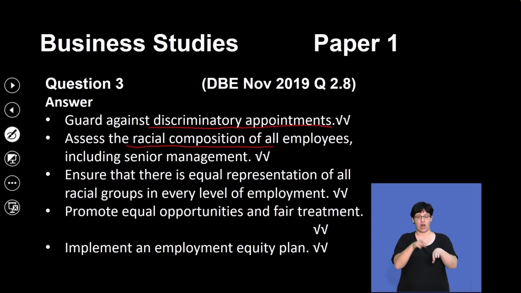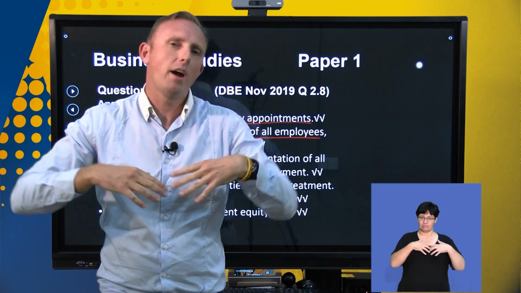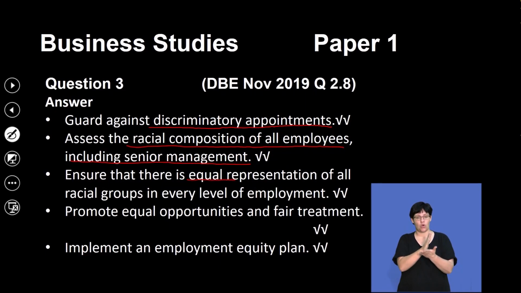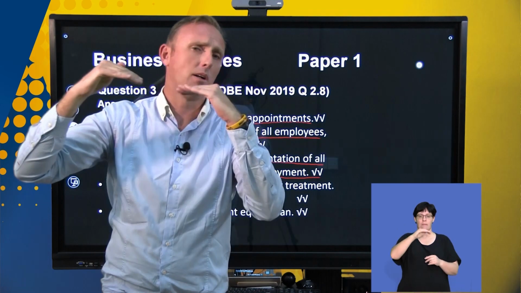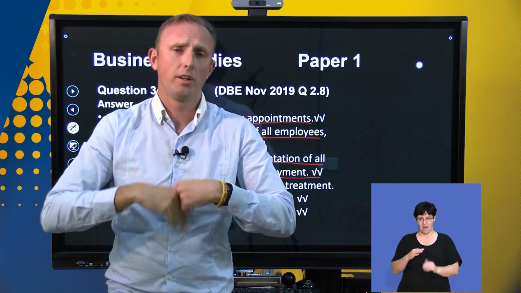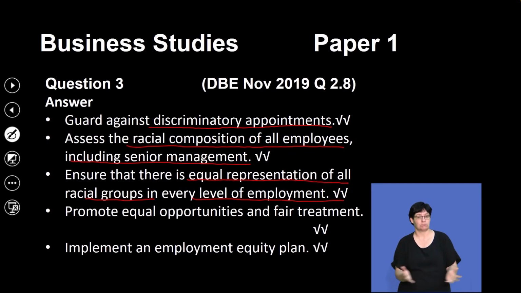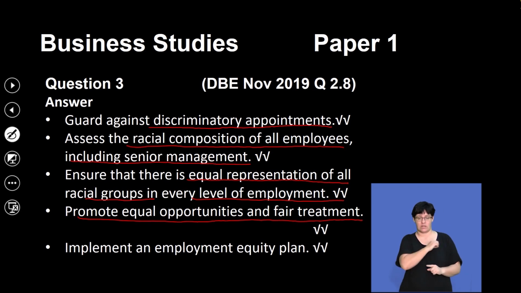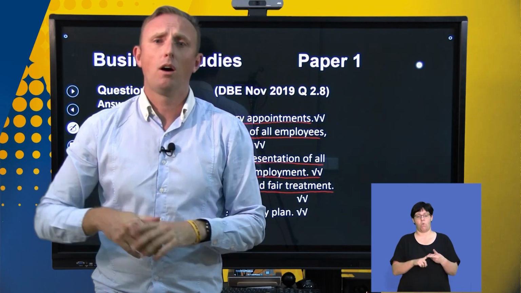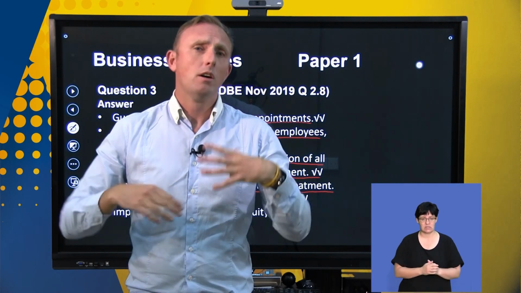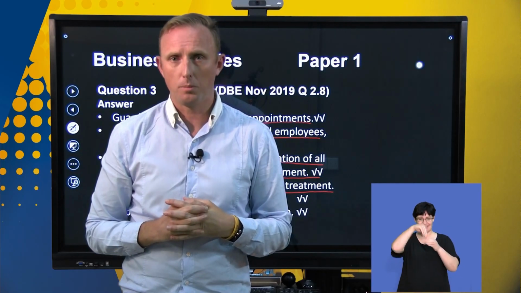We have to assess the racial composition of all employees, including senior management. The Employment Equity Act wants to create a workforce that is representative of the demographics of the country. We have to ensure that there's equal representation of all racial groups at every level of employment. So if you look at your top, middle, and lower level management, as well as your actual employees, it has to be representative of the demographics of the country. It has to promote equal opportunities and fair treatment for everyone, no matter what racial group they are, their marital status, if they have disabilities, or what religion they follow. Everyone has a fair and equal opportunity in the workplace under this act.